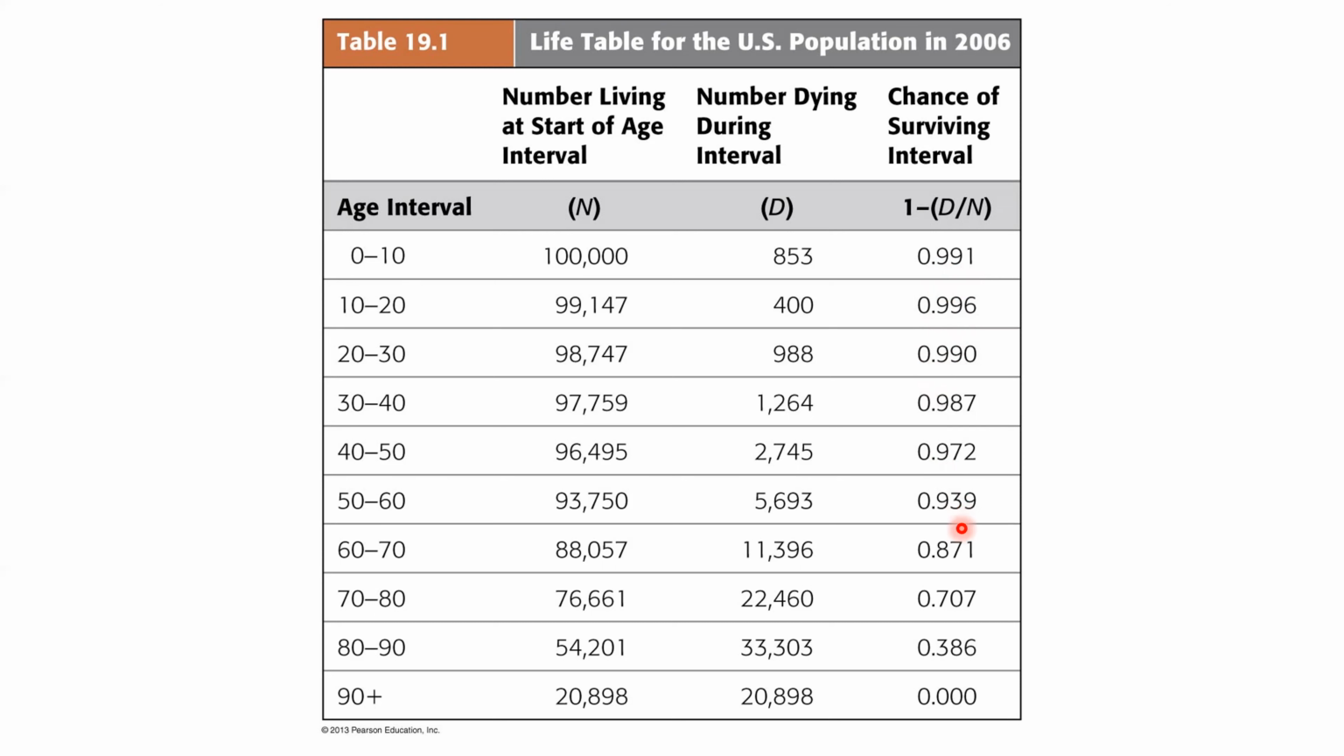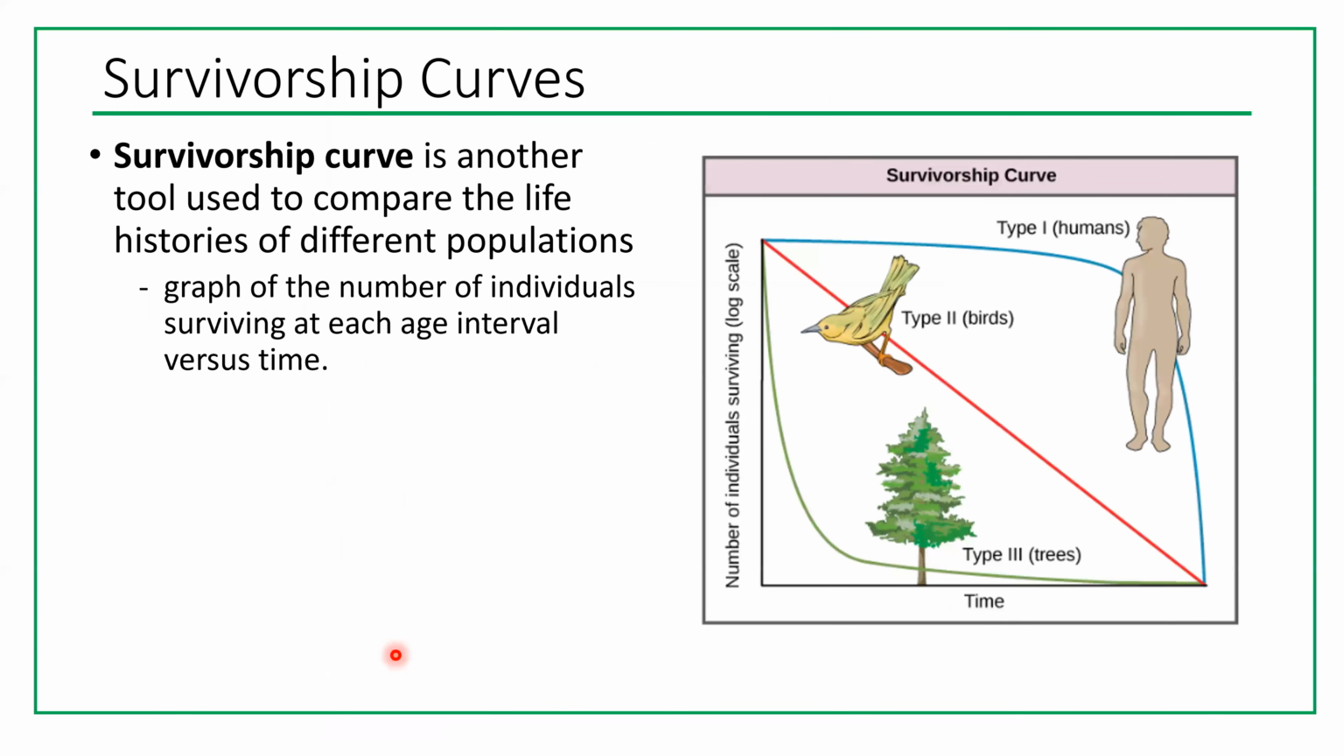And then it starts declining, and right, so here in age 80 and 90, 38.6% chance to survive in this interval. Okay, so you see that for our population, for humans, we have good chances of survival at our early ages, and then when we get old, then our chances of survival obviously decline.